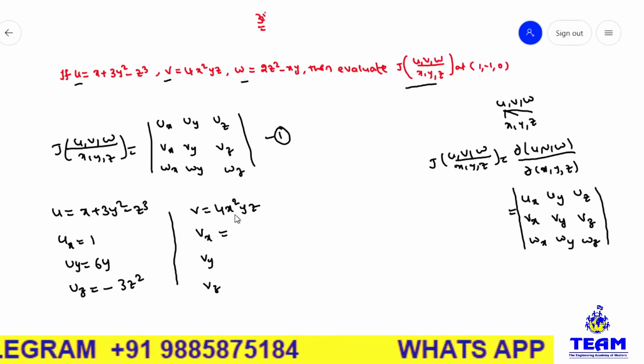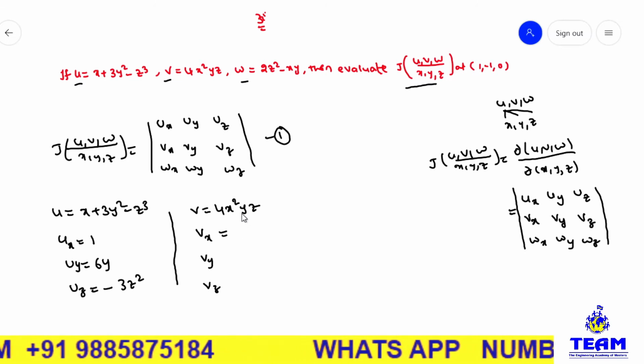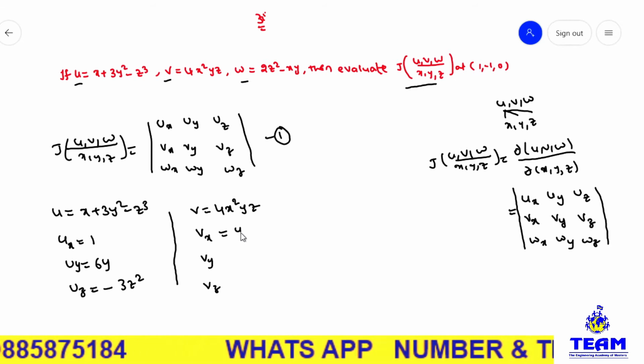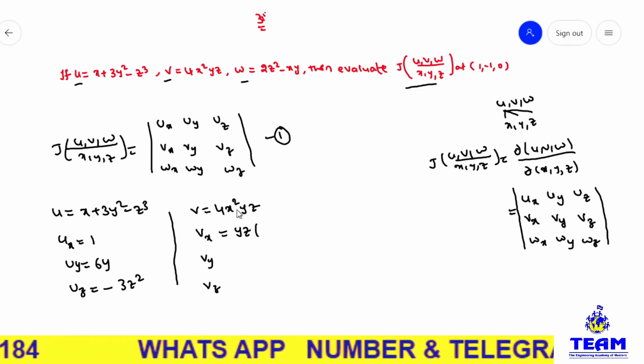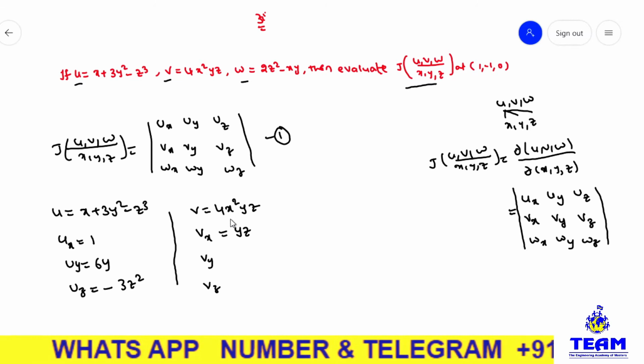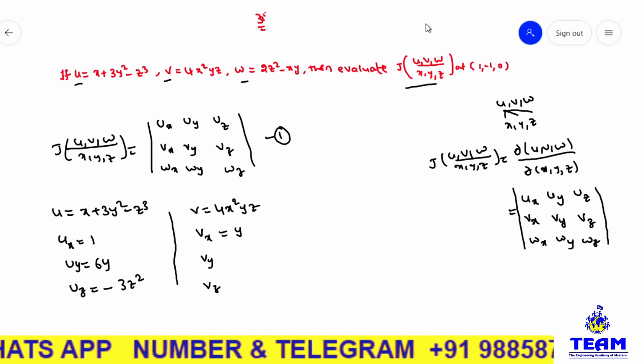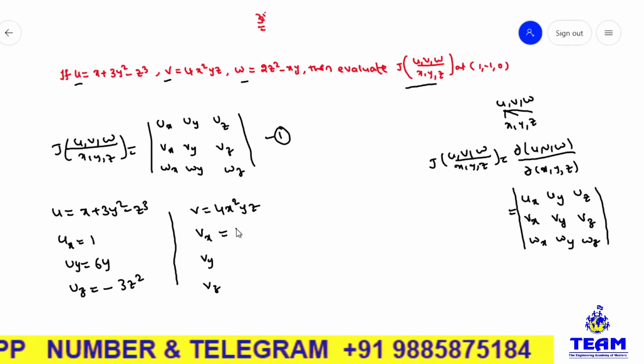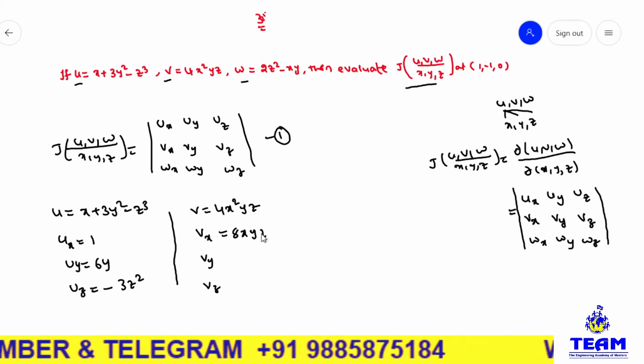Now I am differentiating this partially with respect to x. 4yz is a constant, so I first write yz. Now the derivative of x square is 2x, so 2 times 4 means 8. So vx is 8xyz. That's it.